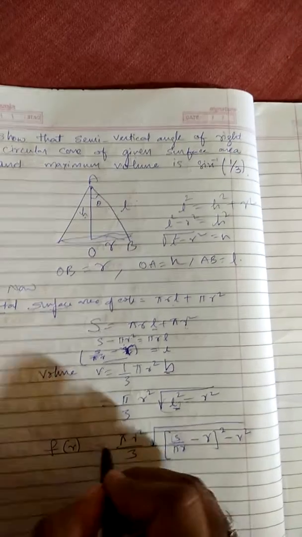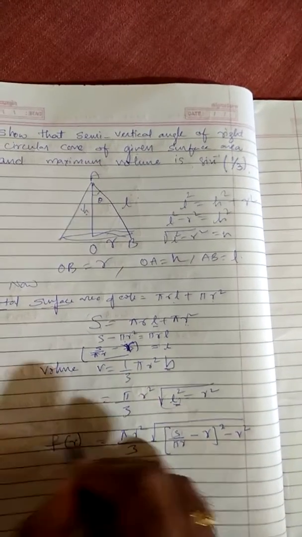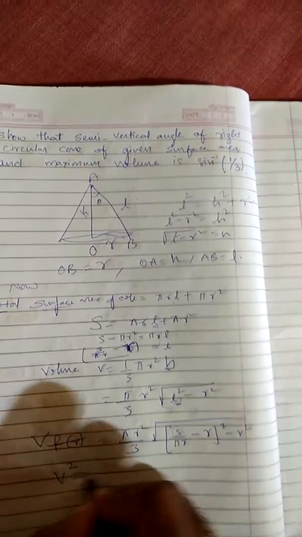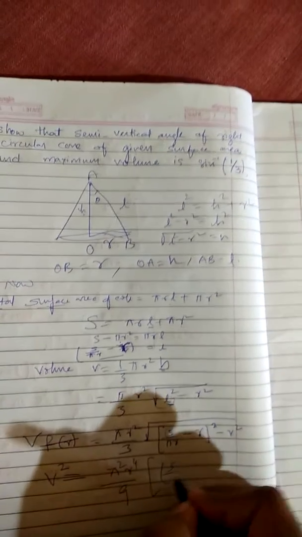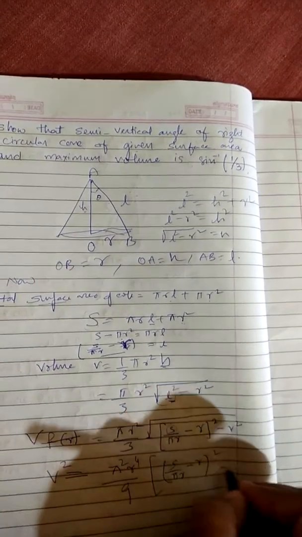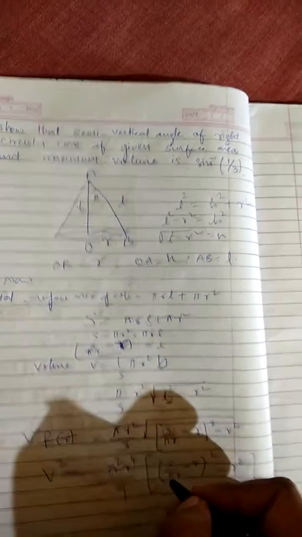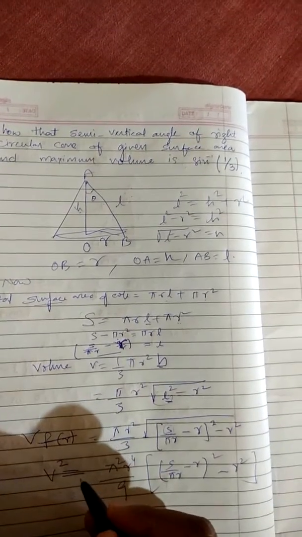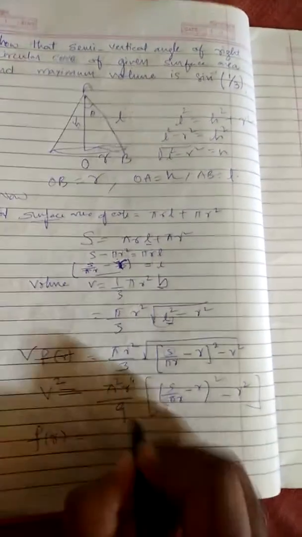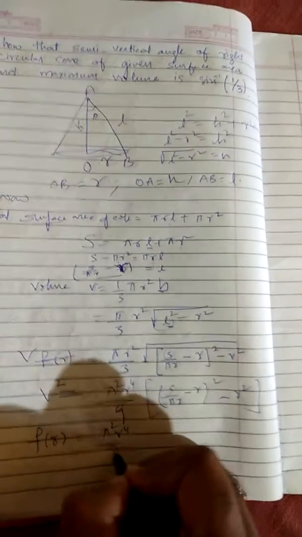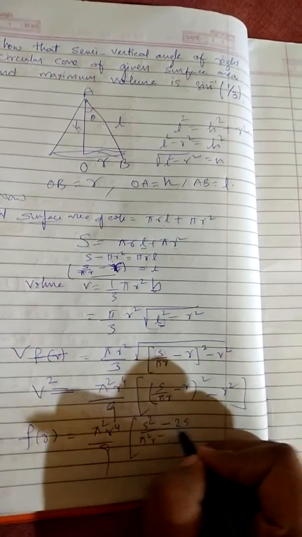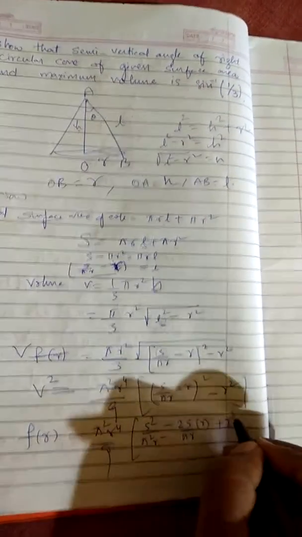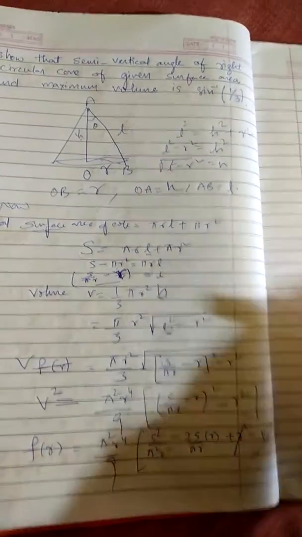But before going to that, we can do squaring on both sides. We write V square is equal to pi square r power 4 by 9, and this one will become S by pi r minus r, whole square, minus r square, because the root and square will cancel. That is the reason we have done squaring on both sides. So now this will become a function in r. So this is pi square r power 4 by 9 times S square by pi square r square. We are expanding this, minus 2S by pi r into r, plus r square. Remember minus r square is already there, which will be cancelled.